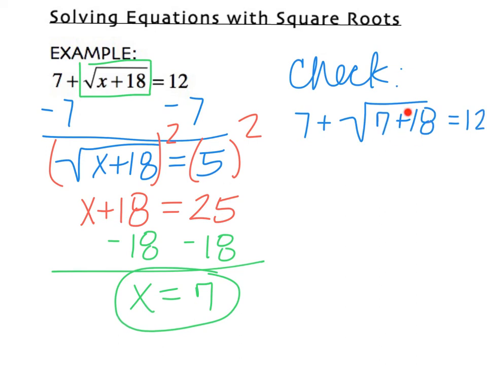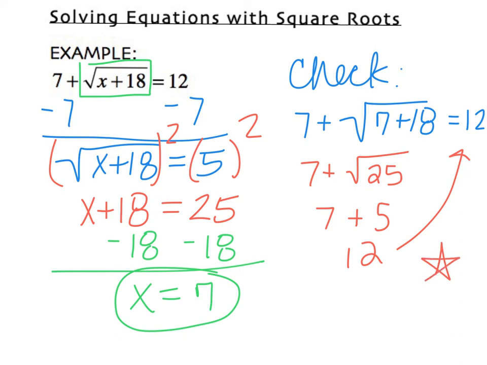Let's see, 7 plus 18, that definitely is 25. And let's see, the square root of 25 is 5, and 7 plus 5 is 12. So we can see that our work checks out.